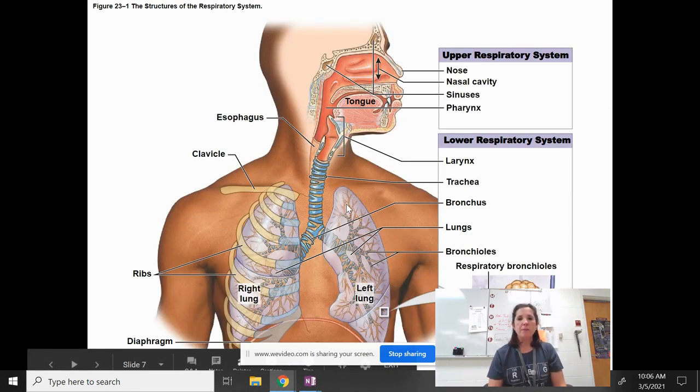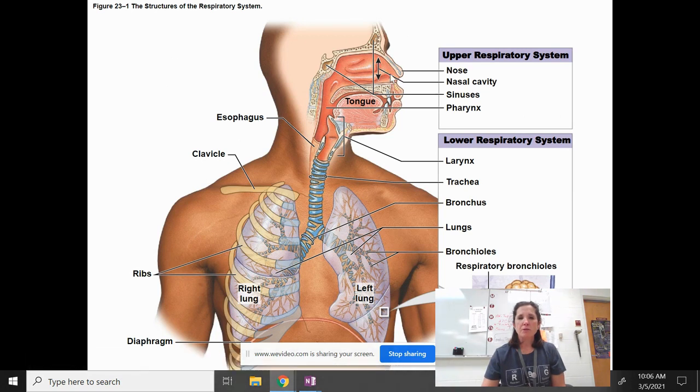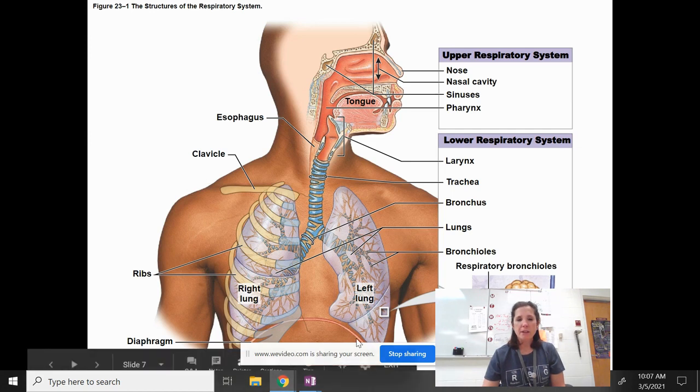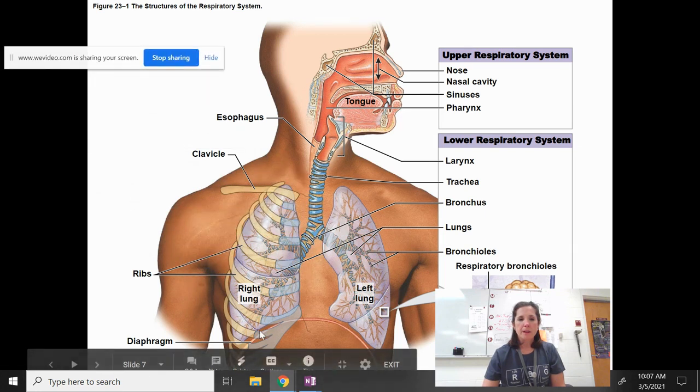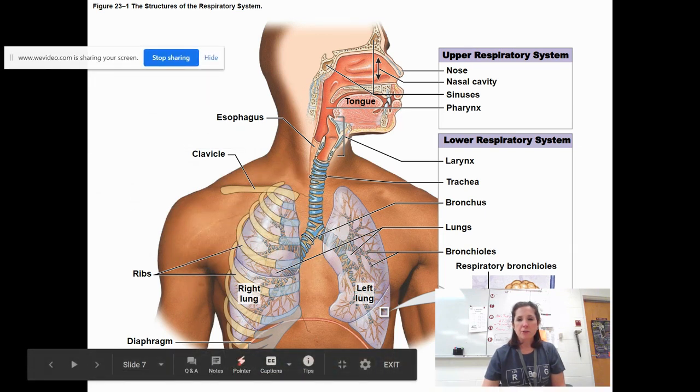So here's a diagram that shows what I was talking about. You can see the upper respiratory system: the nose and nasal cavity, the sinuses, and the pharynx. There's your throat right there. We're going to get a little bit more specific about the throat. And then here is your larynx, trachea, bronchi, and then your bronchial tubes, and the tiny little ones are the bronchioles. And at the end of these bronchioles are the alveoli, which are right here.